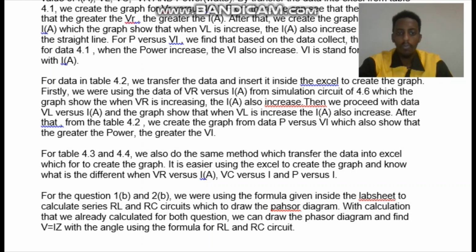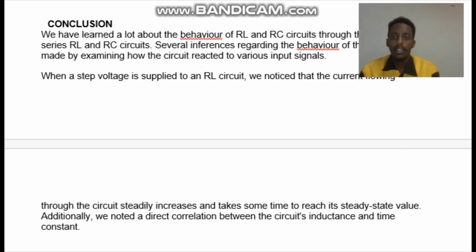For equations 1B and 2B, we use the formula given inside the lab sheet to calculate the series RL and RC circuits. To draw the phasor diagram, the calculation is already done for both equations. We can draw the phasor diagram and find P equals IS IZ with the angle using the formulas for the RL and RC circuits. Thank you.